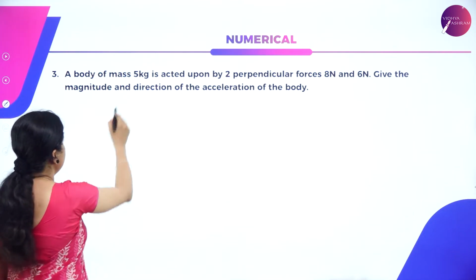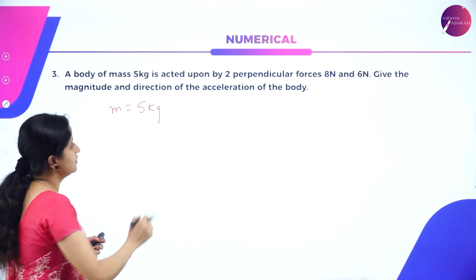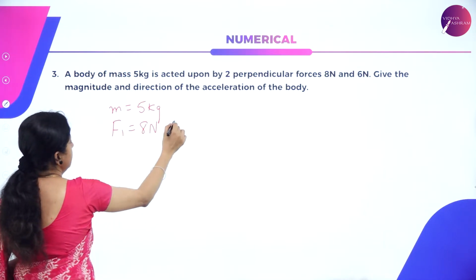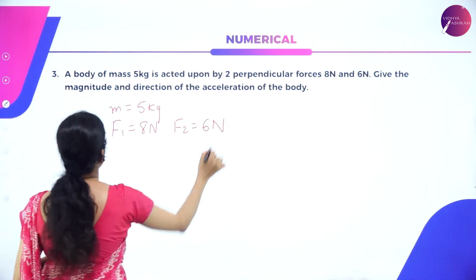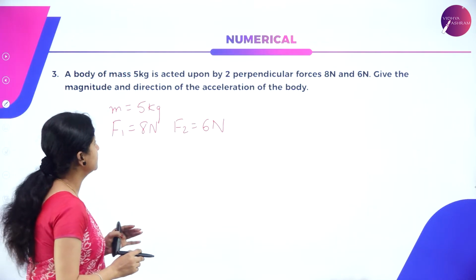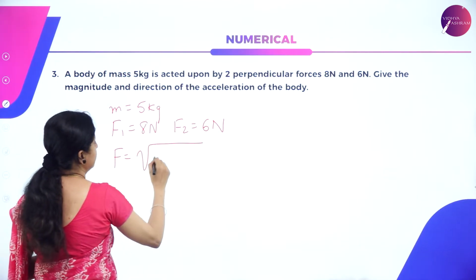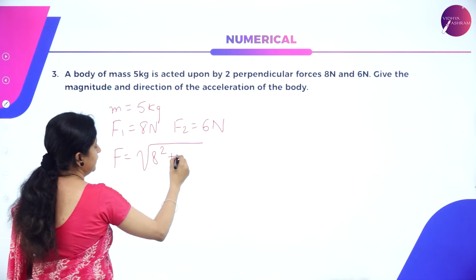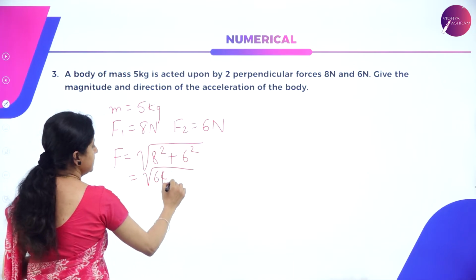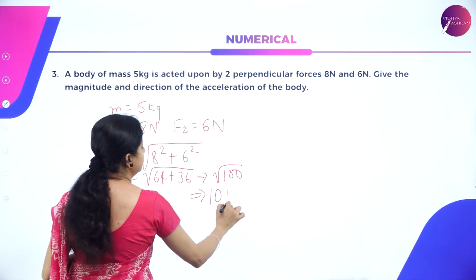The next problem is, a body of mass 5 kg is acted upon by two perpendicular forces. One is 8 Newton and the other one is 6 Newton, that is F1 is equal to 8 Newton and F2 is equal to 6 Newton. Give the magnitude and direction of the acceleration of the body. We have to find out the magnitude and direction of the acceleration of the body. So let us now find the magnitude of the resultant force, by taking the square root of the sum of the squares of the forces given, that is 8 square plus 6 square, 8 8s are 64 plus 6 6s are 36, which is equal to square root of 100, and it is equal to 10 Newton.